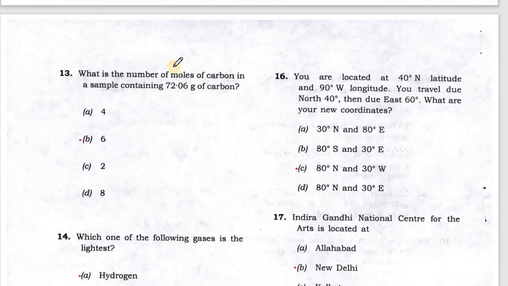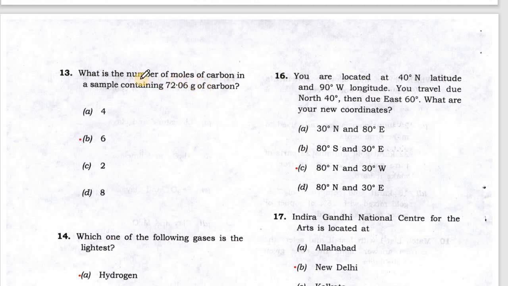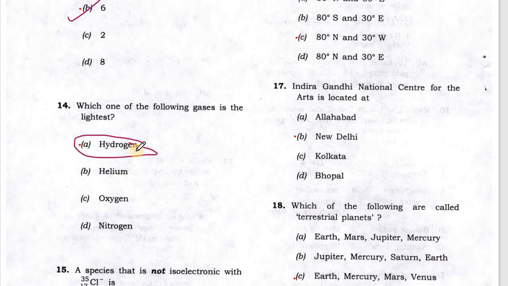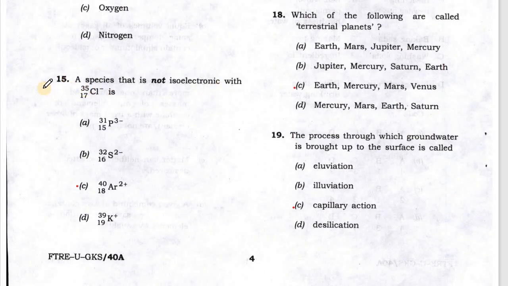Next, 13th, they are asking the number of moles of carbon in a sample, 72. So if you divide by 12, then you get 6 as the answer. And which of the following gases is the lightest? So the lightest gas is hydrogen. And there is the 15th question, they are asking about isoelectronic. So A, B and D are isoelectronic, so C is not isoelectronic.